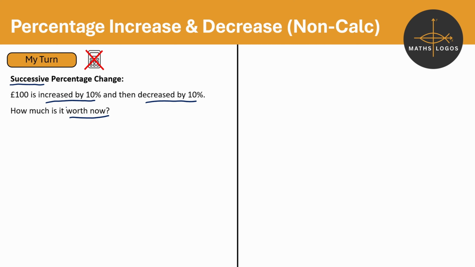Now this might seem like a trick question. If we've increased it by 10% and then decreased it by 10%, surely we must be back at the original, but actually that's not the case, and we'll see why that is in this question.